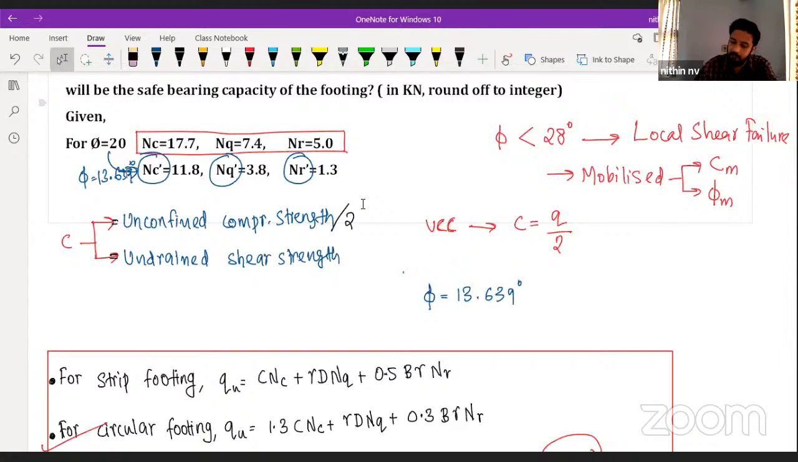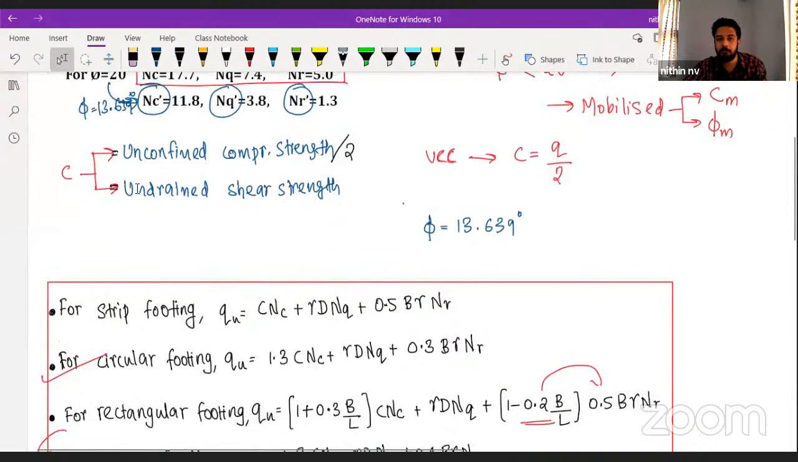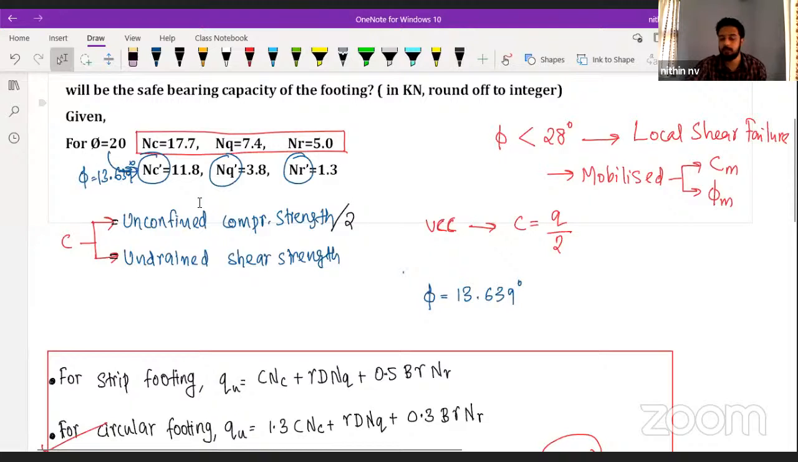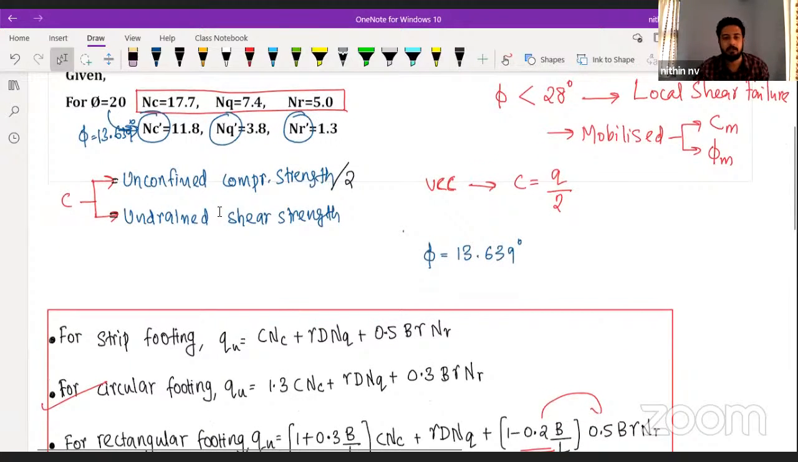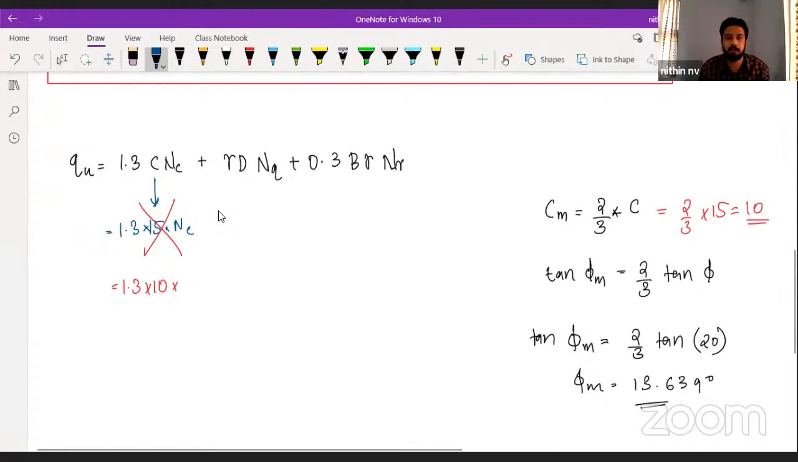Is it clear, guys? Is it clear, everyone? Please type yes or no. Clear or not? Yes. Understood? So which NC value do you have to substitute now? 11.8. Clear? Yes. So substitute the 11.8. Proceed now.